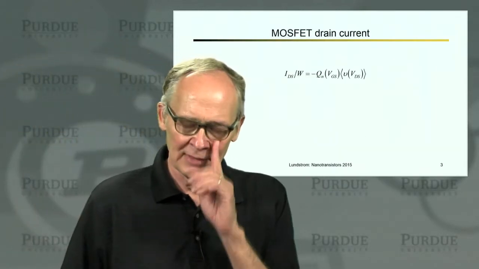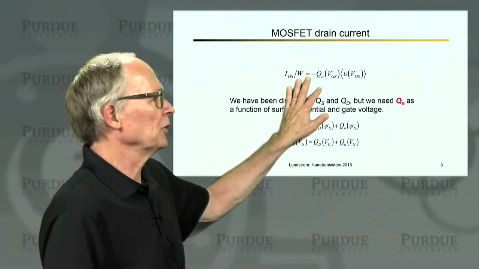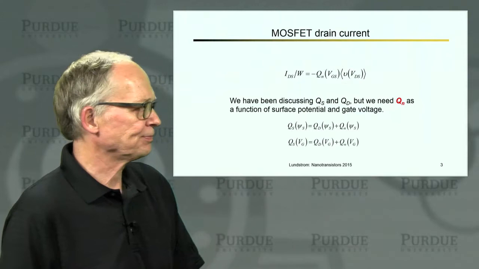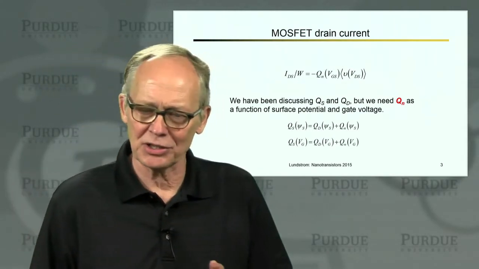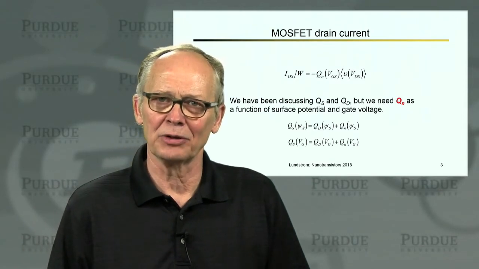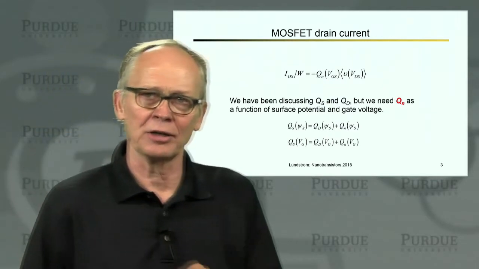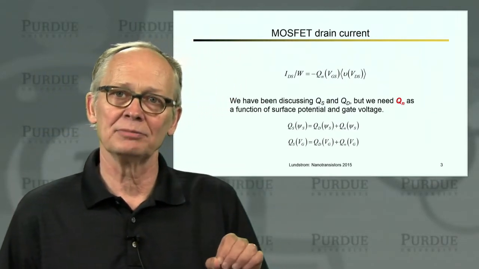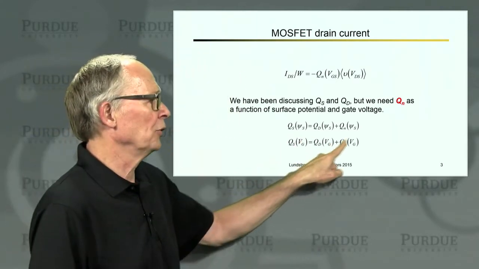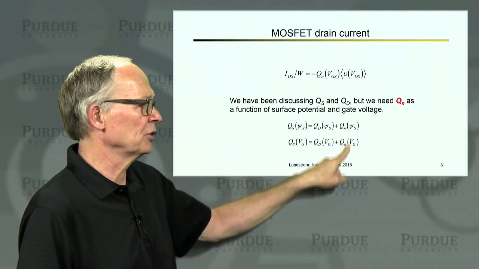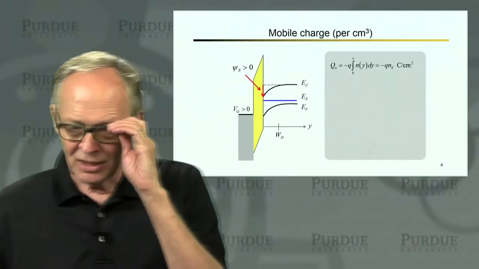So before we dive into that, just to remind you that the current through a MOSFET is charge times velocity. We've been discussing the total charge in the semiconductor and the depletion charge, but those charges are not the important ones to us. In this expression, it's the mobile charge in the inversion layer. Mobile electrons in an N-channel MOSFET, mobile holes in a P-channel MOSFET. We want to understand how those mobile charges vary with surface potential and how those mobile charges vary with gate voltage.